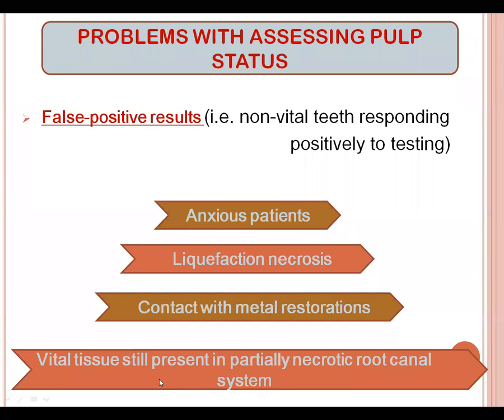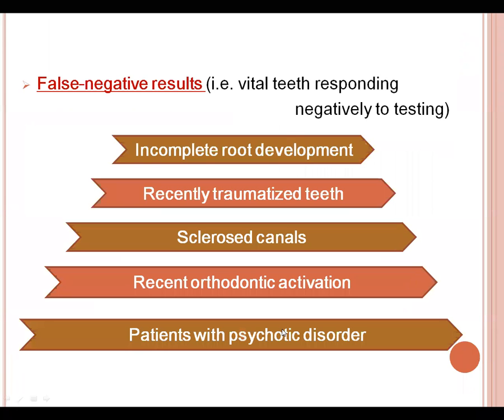Again, vital tissue in a multi-rooted tooth: if the pulp present in, let's say, the mesiobuccal canal of the tooth is necrosed, but the pulp present in the distobuccal and palatal canals is still alive, then it will always give a false positive result. So you have to be very careful.